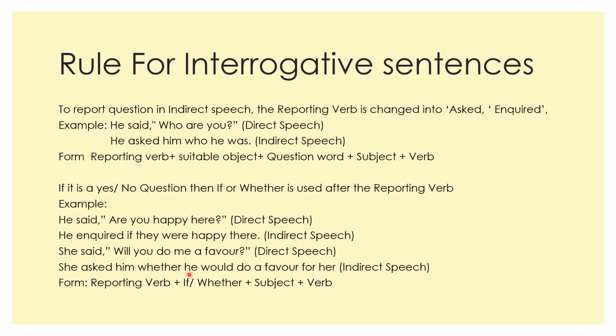Here I have used whether. Because you have used the suitable object him, it will be he. So she asked him whether he would do a favor for her. We know that will becomes would. So she asked him whether he would do a favor for her is the sentence in the indirect speech.